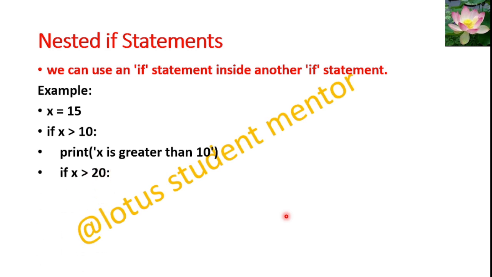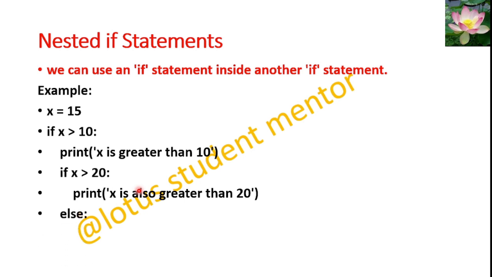Now, if x is greater than 20, is 15 greater than 20? No, false. That means "x is also greater than 20" won't be printed. This if under the if won't be executed. I will explain through a demonstration in the Python IDLE platform.